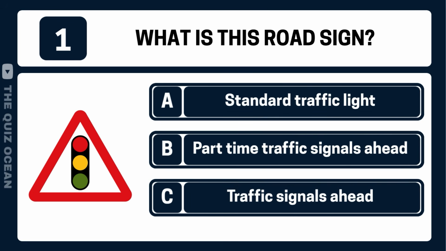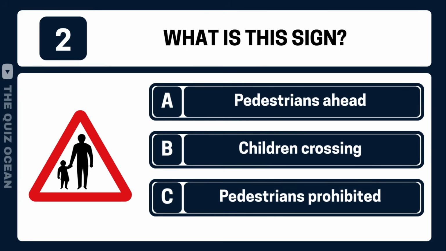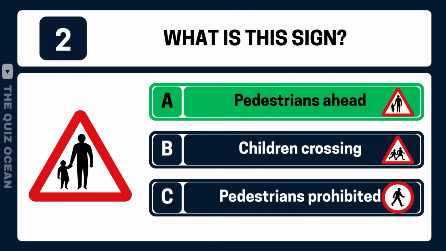What is this road sign? That's right. This is the traffic signals ahead sign. What is this sign? Well done. This is the pedestrians ahead sign.